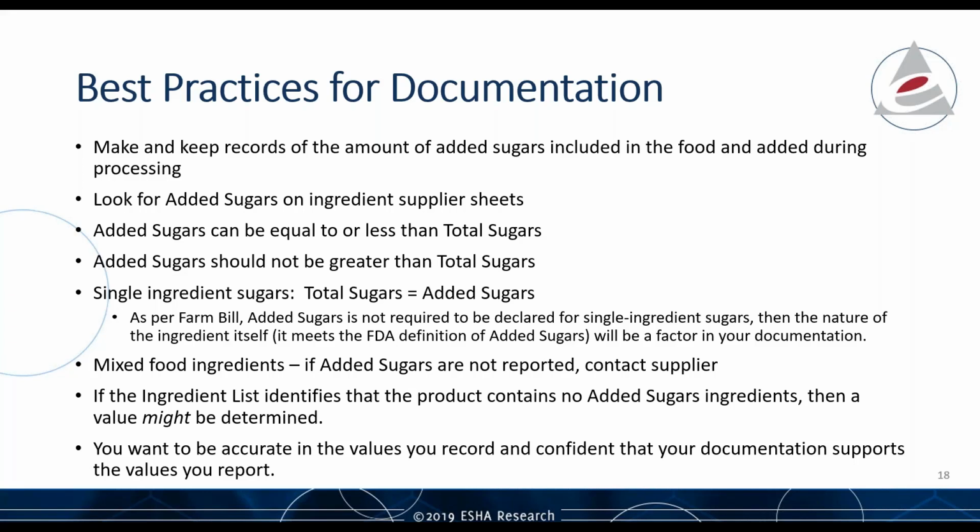For single ingredient items that meet the FDA definition of added sugars, like white sugar, brown sugar, honey, molasses, agave syrup, corn syrup, if an added sugars value is not reported, then you could assume that the added sugars value would be equal to the total sugars value reported, and you could enter that into Genesis.